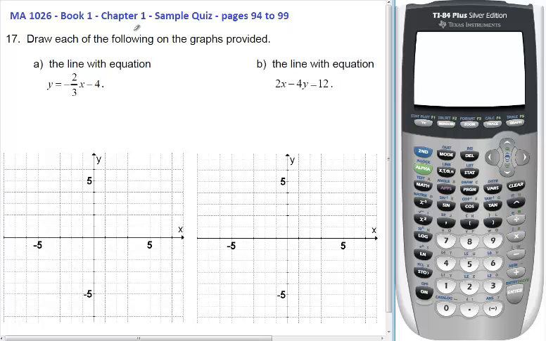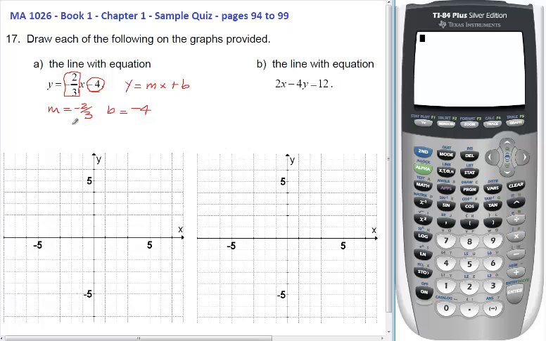The first one asks us to graph the line y equals minus 2 over 3x minus 4. So it's already in slope-intercept form, y equals mx plus b. So all we need to do is note the slope. Now the slope is the coefficient in front of x. So there's my slope. My slope is negative 2/3. And my y-intercept is the value here, in this case negative 4. So I know my slope is negative 2/3.